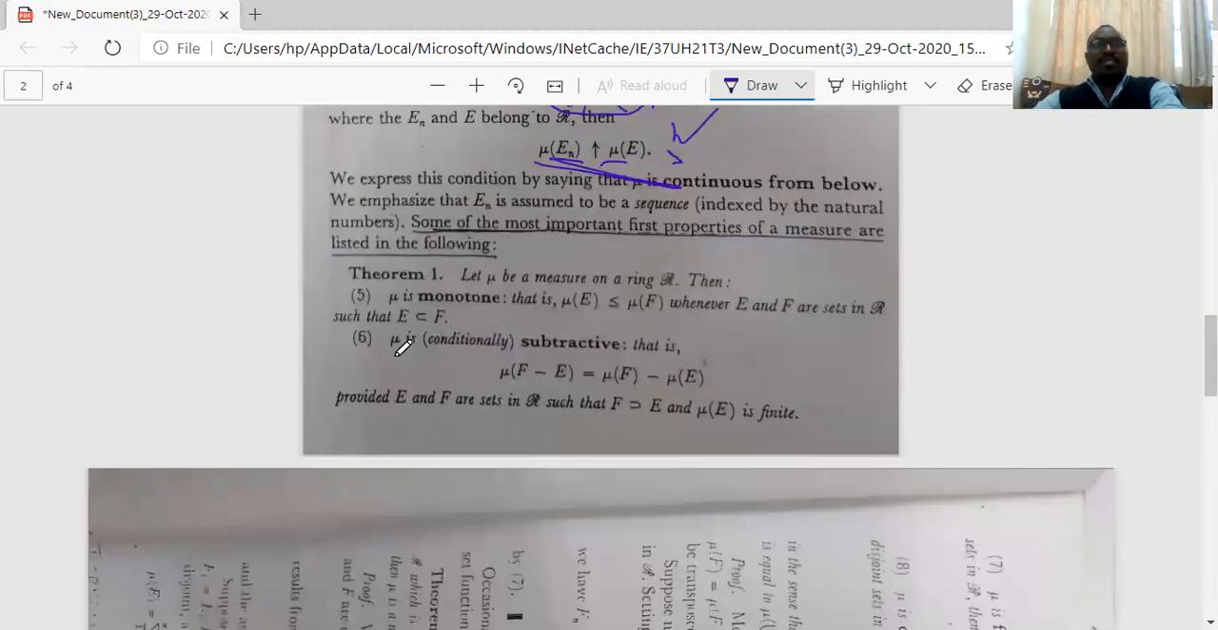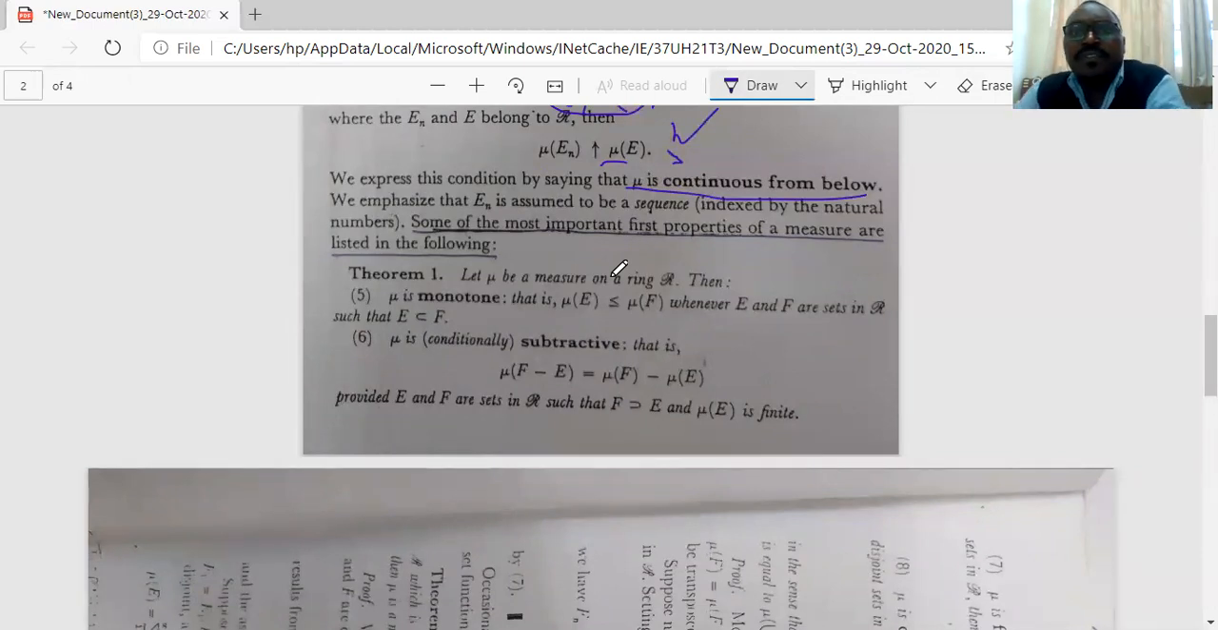And therefore we express this condition by saying that mu is continuous from below. It's not continuous from above, it is from below. And we emphasize that this En is assumed to be a sequence. This is a sequence just in the usual setup of real numbers.